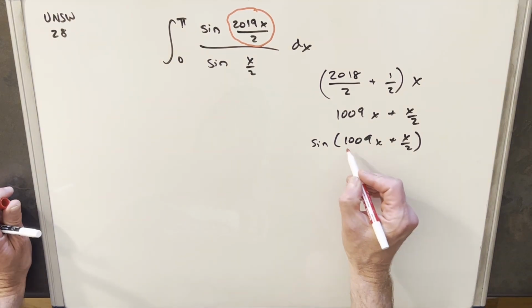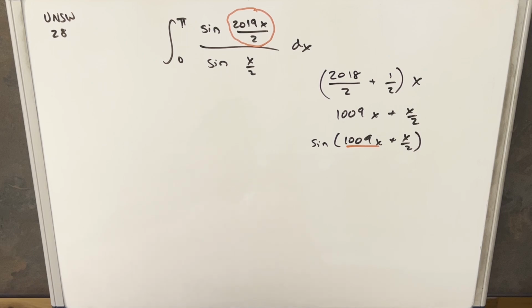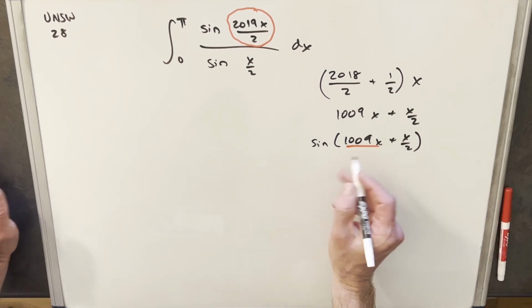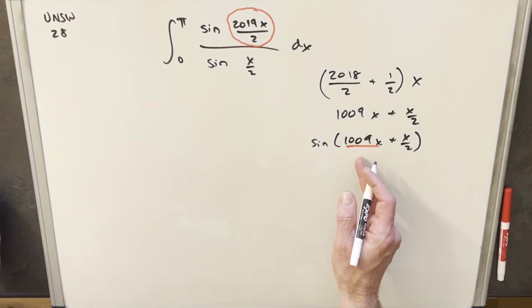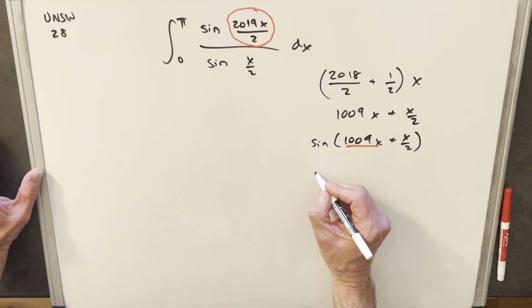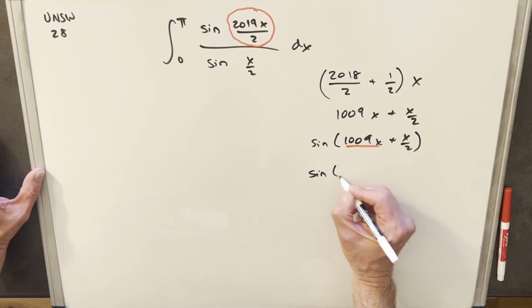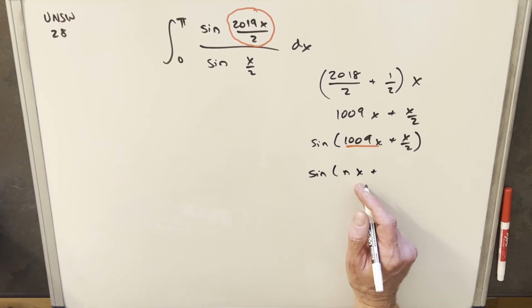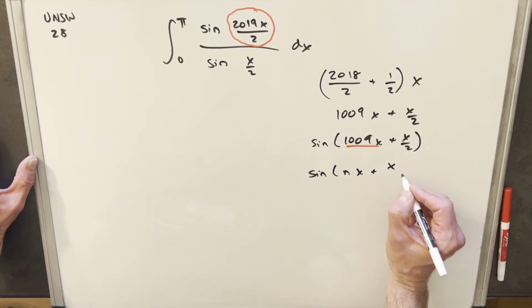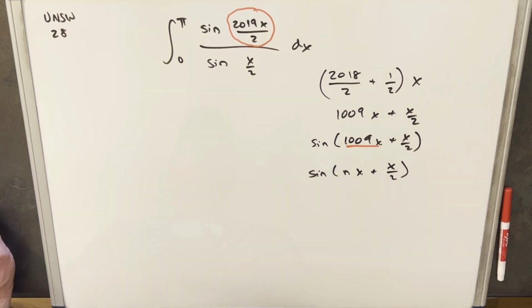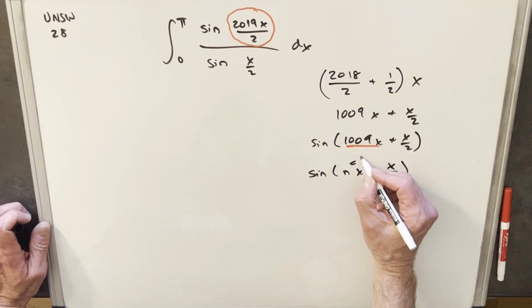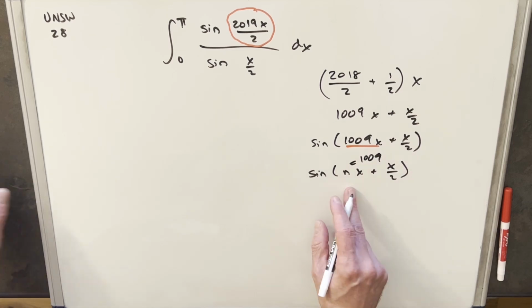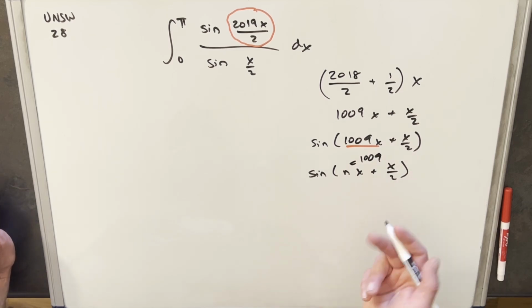But the way I'm going to do this, I'm not going to worry too much about this 1009, because it turns out these problems are really similar with almost anything you put here. I think any integer. So what I'm going to do is look at this as sine nx, where n is any positive integer. So we'll have nx plus x over 2. What I'll do is work on this general case, knowing that our n value is going to be 1009, and that it doesn't matter a whole lot what we choose for n.